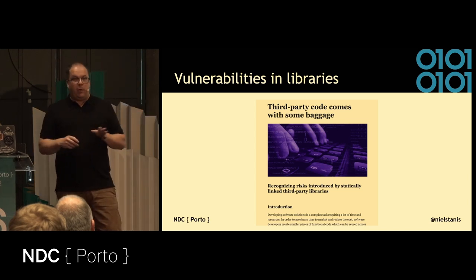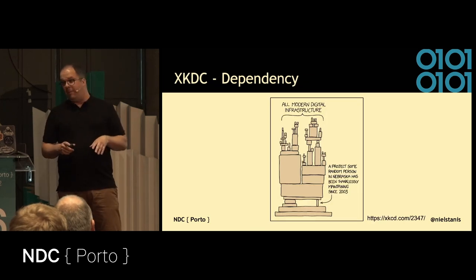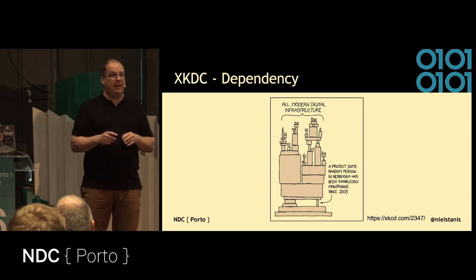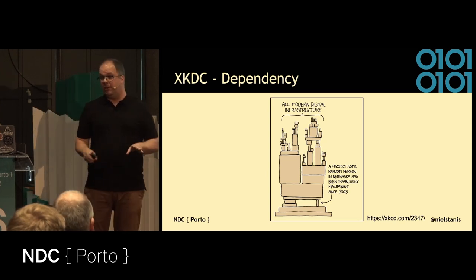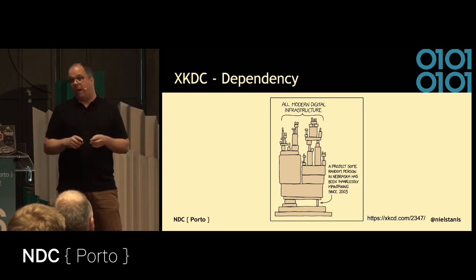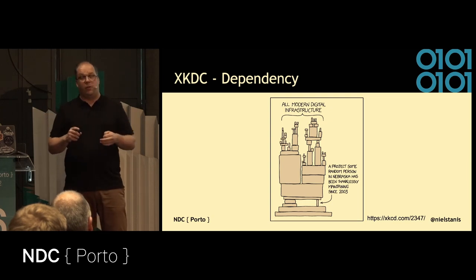And then the problem itself, and you are probably aware of the cartoons created by XKCD, right? We have the SQL injection with Bobby Tables. This is one they published, and I'm literally using it for every presentation I do about security, because this exactly illustrates what the problem is. They talk about all modern digital infrastructure, but we can just replace it with any software architecture, right?